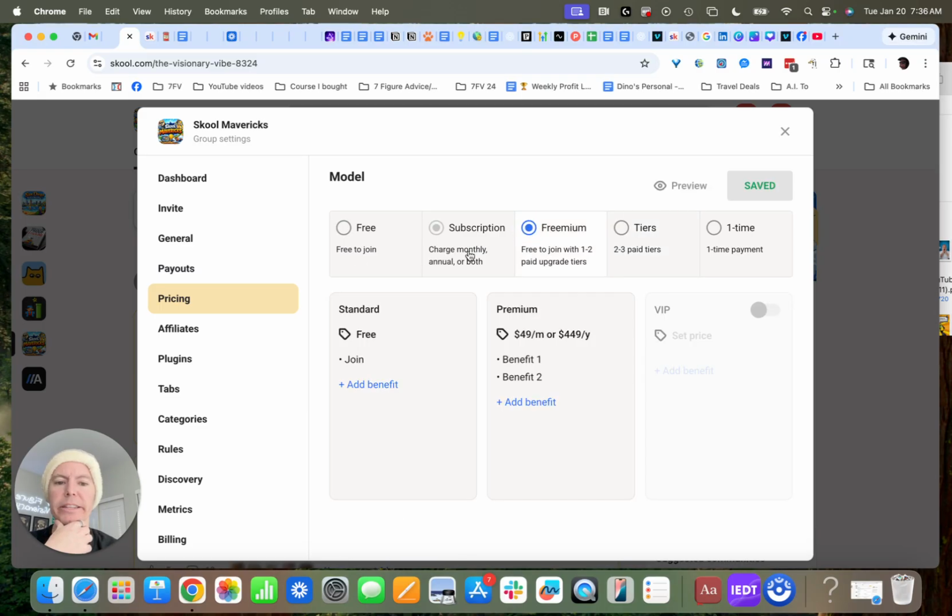Skool has 5 different types of models to run. Freemium means that you have 3 different levels to your membership, to your community. You have standard, premium, and you can always turn on VIP. So that would be 3 different level memberships. But the reason I recommend starting with freemium, and this is what served us for having a great launch right out of the gates, is that at the standard level, it is free to join your community.